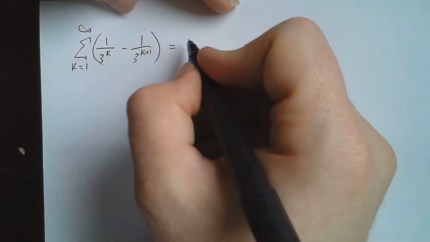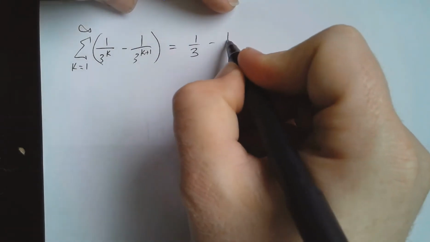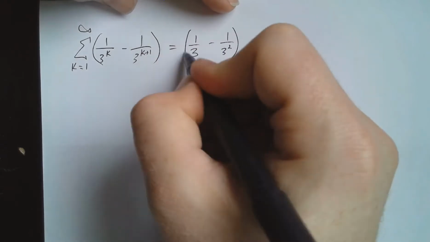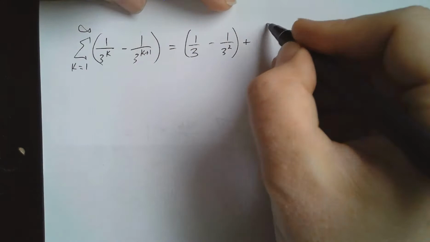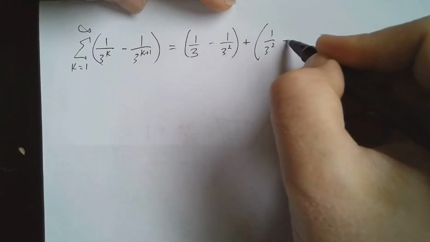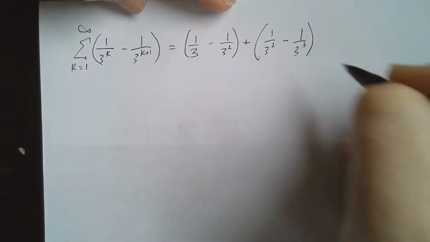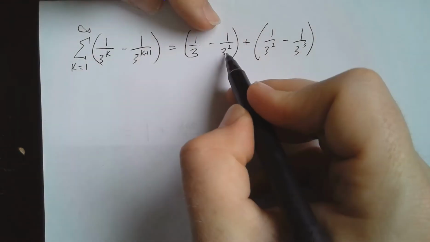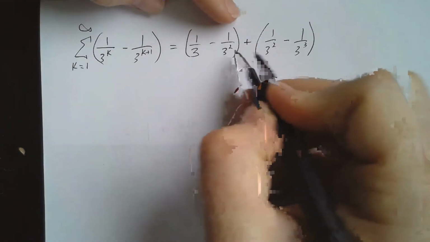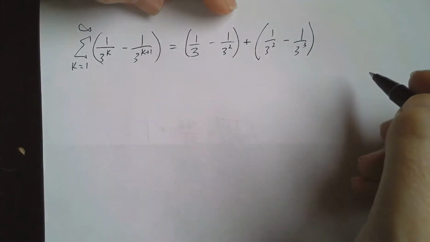terms. So if I plug in 1, I'm going to get 1 over 3 minus 1 over 3 squared. And that's the way that I'm going to write almost all of these terms. I write out the second term. When I plug in 2, I'm going to have 1 over 3 squared minus 1 over 3 to the power of 3. Now the thing that you'll hopefully notice quite quickly is that this is negative 1 over 3 squared plus 1 over 3 squared. So these two terms will actually cancel each other out.